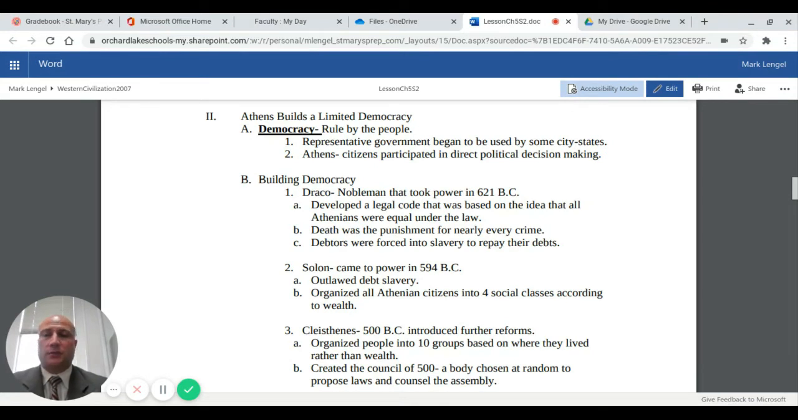Very strict. Death was the punishment for nearly every crime, and people who were in debt to others were forced into what's called debt slavery until they could pay off their debts. This was a very strict code. Today, if we use the word draconian, it's a reference to this Greek nobleman Draco.